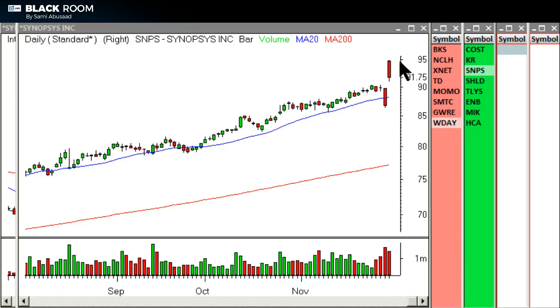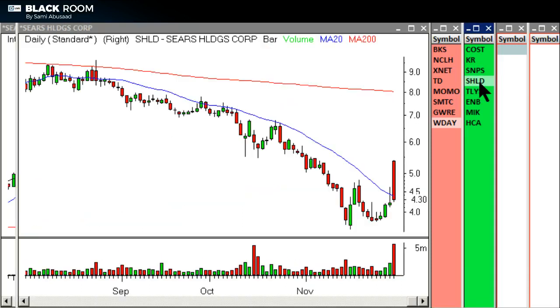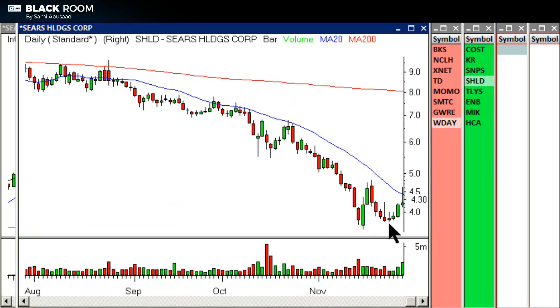Now, I did like it long. I didn't like it short. It would have worked as a short. I did like it long, but it just didn't work out. The other thing is the SNPS had a 40 cents spread, 50 cents spread, so that wasn't something I was going to play. Shield, was that novice? Was that professional? It's in between, right?